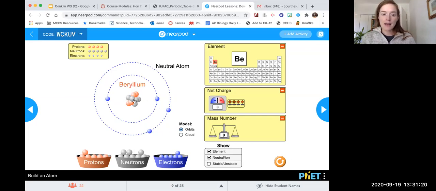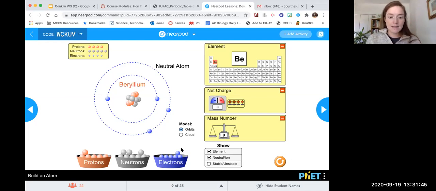So the protons and the electrons are the parts that have charges. Protons have a positive charge. You can remember P for proton, P for positive. Electrons have a negative charge. And remember that opposite charges attract. So these electrons are sort of held around. They don't just go flying off because the protons are kind of pulling them in.